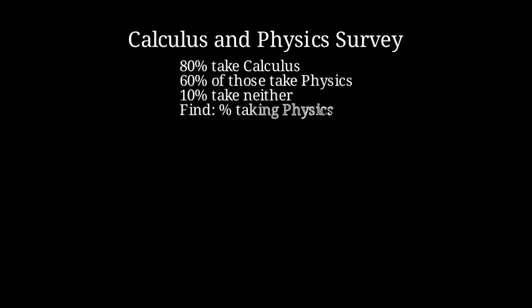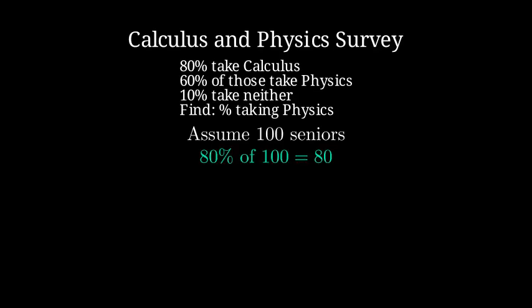Let's solve a word problem about percentages using a table. We are told 80% of seniors take calculus. 60% of those calculus students also take physics, and 10% take neither class. We want the percent taking physics. To make the percentages easy, let's assume there are 100 seniors.